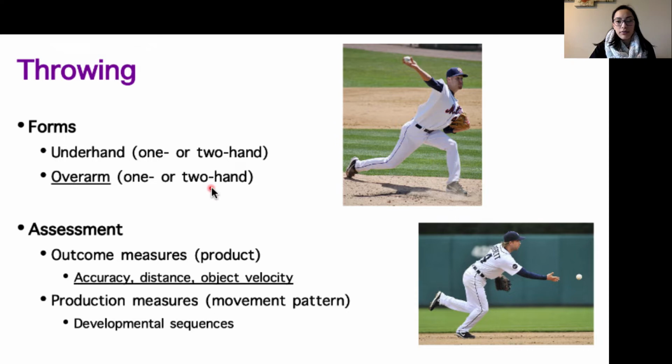as a task itself. As far as assessment, when we look at throws, we might take note of outcome measures or the product of the throw, so how accurate is the throw in relation to a target, how far is a person throwing an object. We might look specifically at the physical characteristics of the object and how fast that object is moving. We could also look at production measures, which are more related to the movement pattern, and these are the developmental sequences that we'll be observing this week.